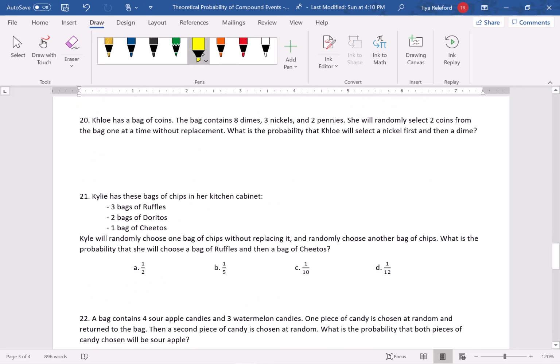Chloe has a bag of coins. The bag contains 8 dimes, 3 nickels, 2 pennies. She will randomly select 2 coins from the bag, one at a time, without replacement. What is the probability Chloe will select a nickel and then a dime? So I want a nickel and then a dime. Well, my nickel is 3 nickels out of 13 total.